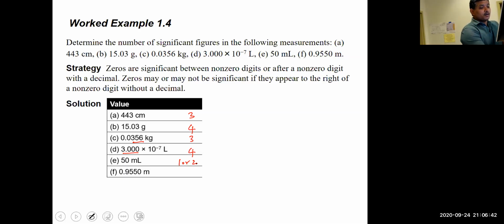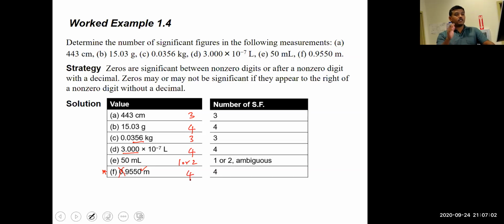And for this number here, very challenging problem it looks like, right? If you have zeros in front of a number, they are not significant, but zeros after the decimal are significant. So the first 0 doesn't count, but another 0 you count. So you should have 4 significant figures. Now let's check the answer. So 3, 4, 3, 4, 1 or 2, 4. That's what you should be getting.